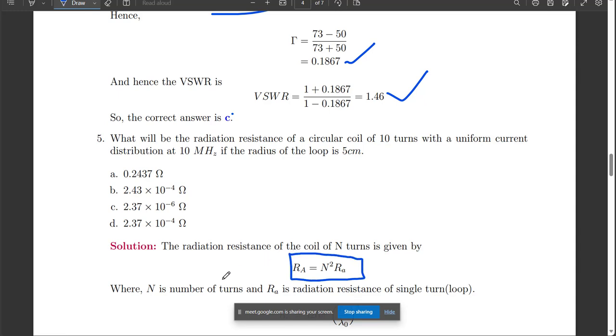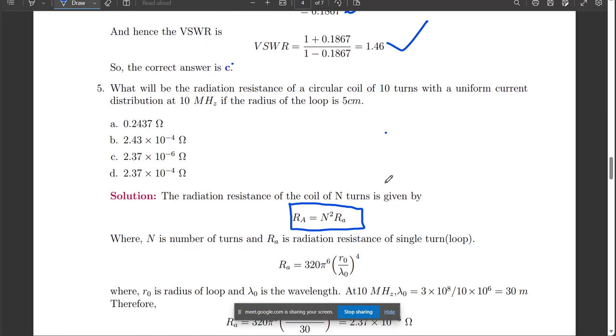Okay. So N is what? Number of turns, and Ra is the radiation resistance of a single turn. Got it? It's a simple thing. If a coil is given with N number of turns, then the total radiation resistance will be equal to N square Ra, where Ra is the radiation resistance of a single turn.